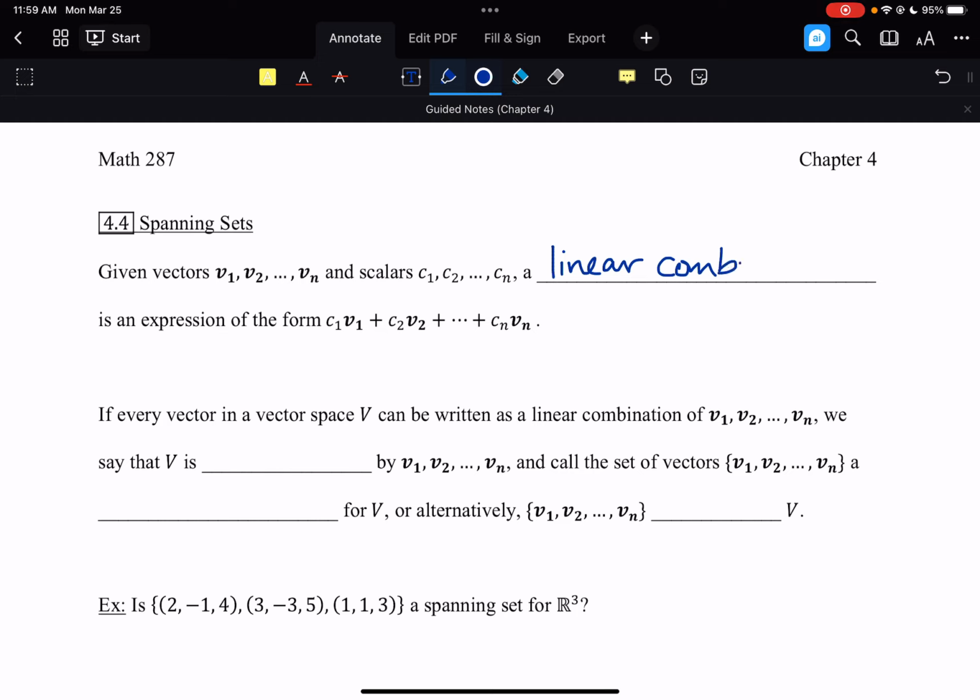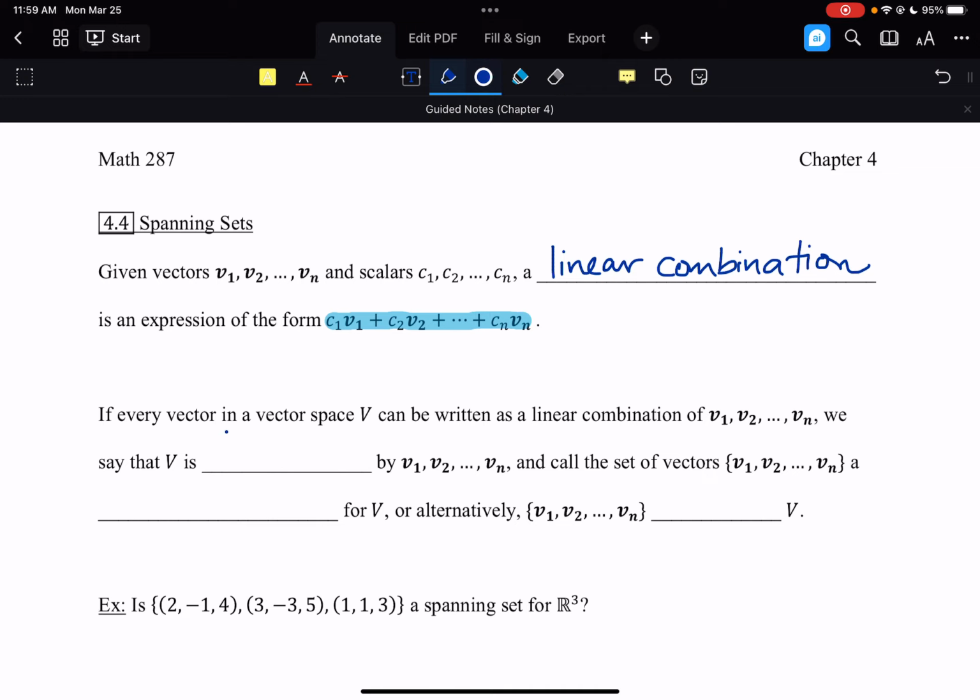combination is an expression of the form c1v1 plus c2v2, etc., all the way up through cnvn. So this linear combination, you take all of the vectors given here, you add them, and you scale them up by factors of the constants. So this is a linear combination.